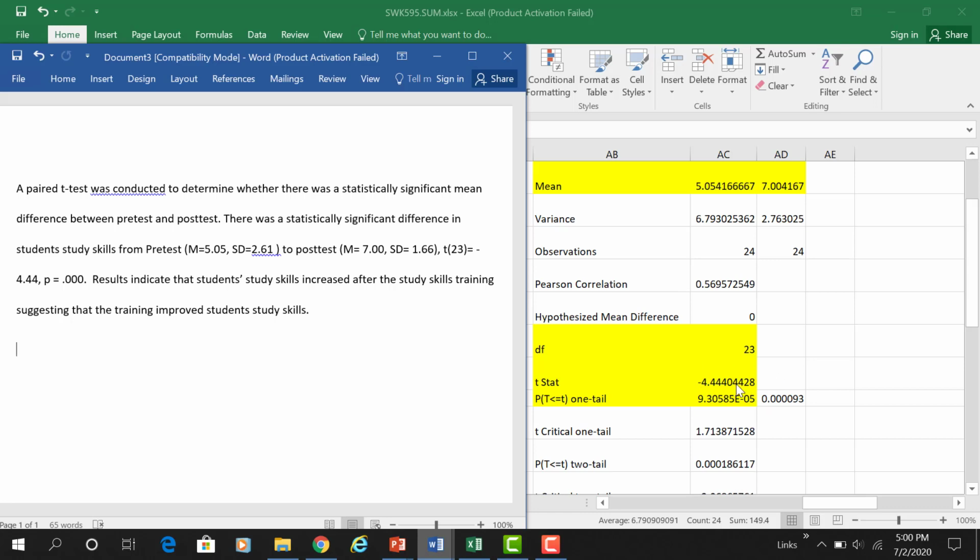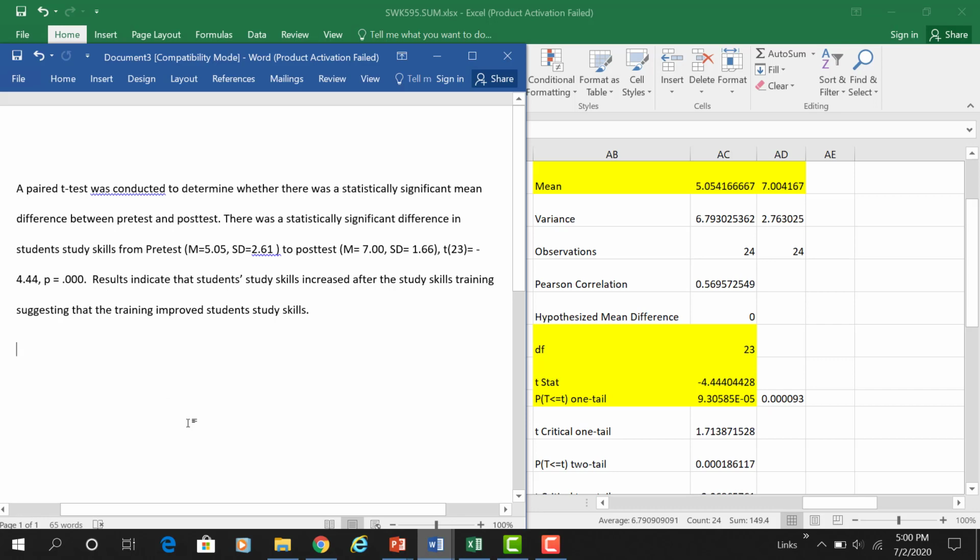And then p equals 0.000. The way you write your p, you can always write the exact value, p equals whatever the p value is, or you can write p less than 0.05 or p greater than 0.05, depending on what your results are. Either way is correct. So our t-test was t(23) equals negative 4.44, p equals 0.000.